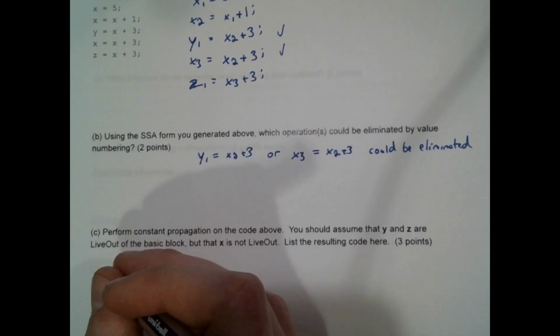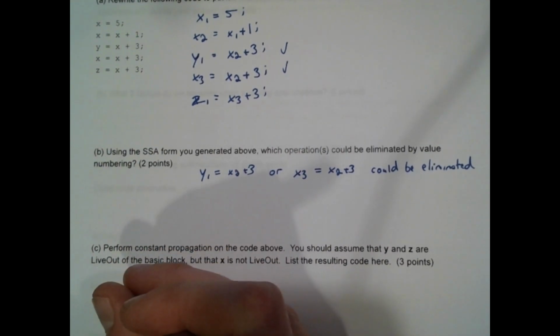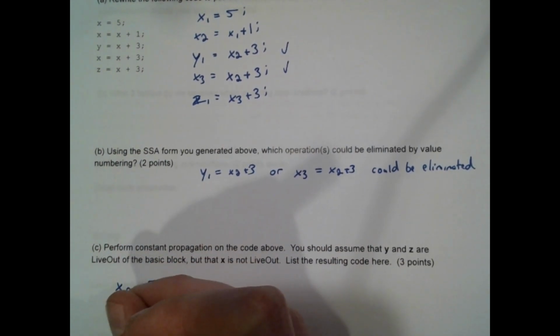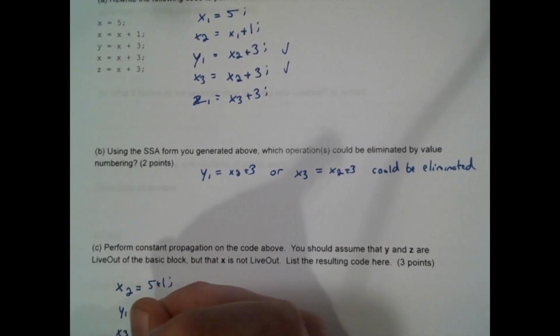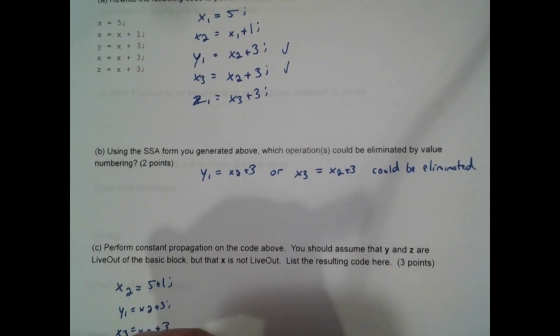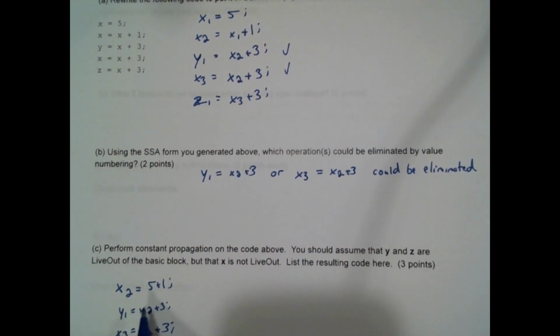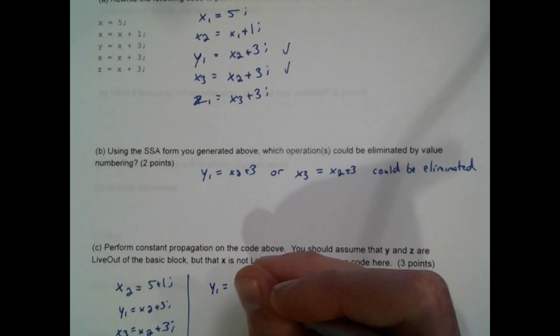So we could list some intermediate values here. We know that x1 is 5, so we could get rid of the x1 equals 5 part and just say x2 equals 5 plus 1. Y1 equals x2 plus 3. I'm very pedantic here. x3 equals x2 plus 3. And z1 equals x3 plus 3. So that's what we'd have after that. We can see that x2 becomes 6. So then in our next phase, we could do y1 equals 6 plus 3.